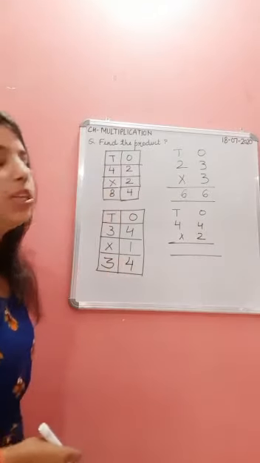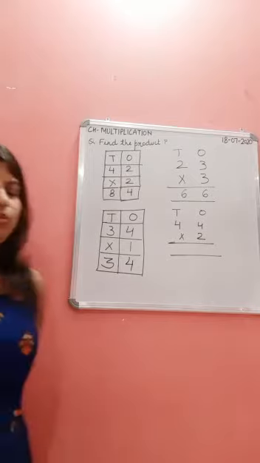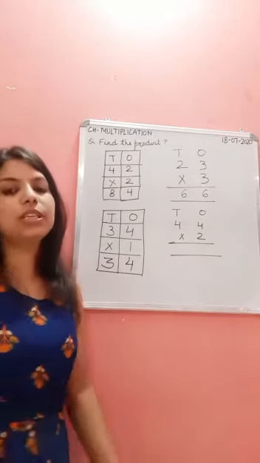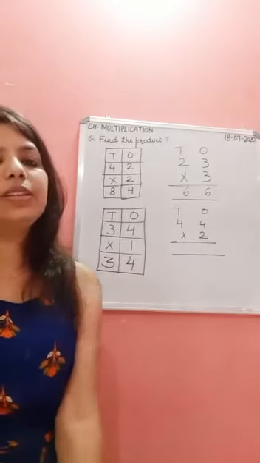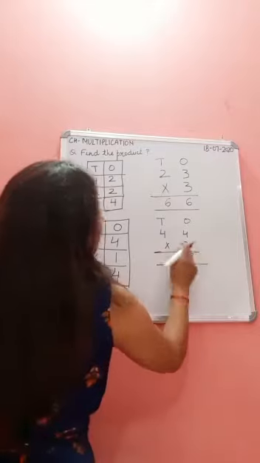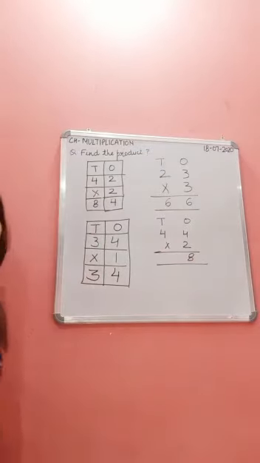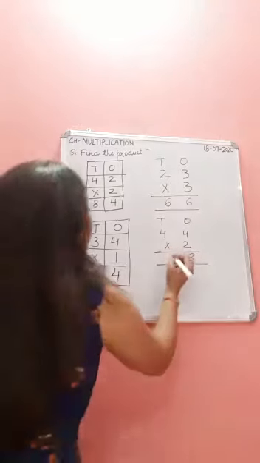44 multiplied by 2. Now 2 4s: 2 1s are 2, 2 2s are 4, 2 3s are 6, 2 4s are 8. So write 8. Again, 2 4s: 2 1s are 2, 2 2s are 4, 2 3s are 6, 2 4s are 8.